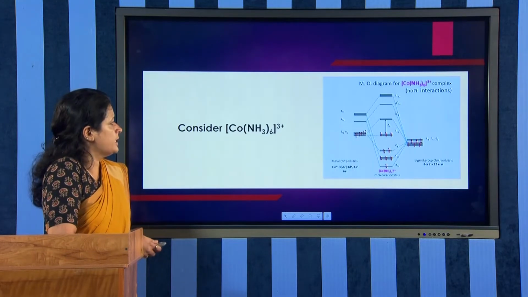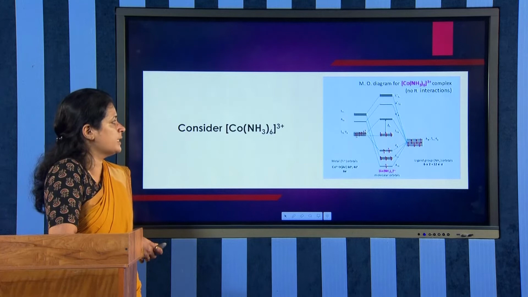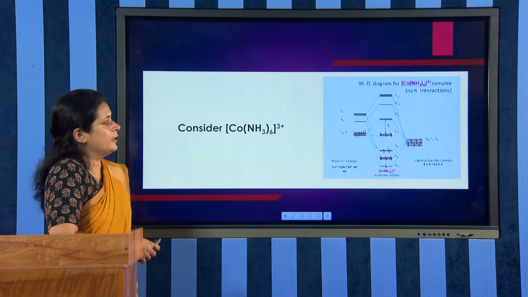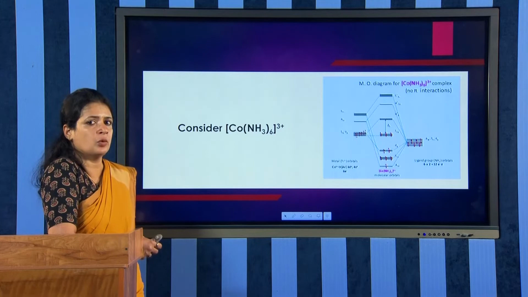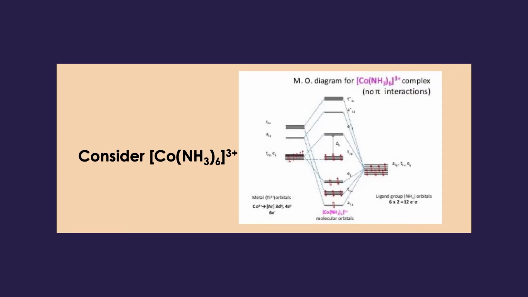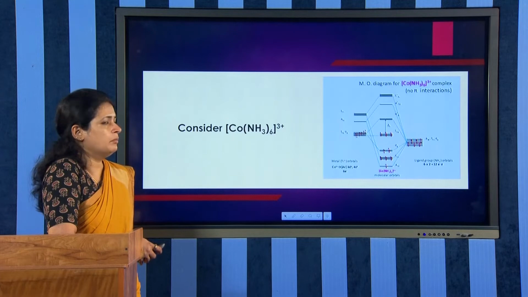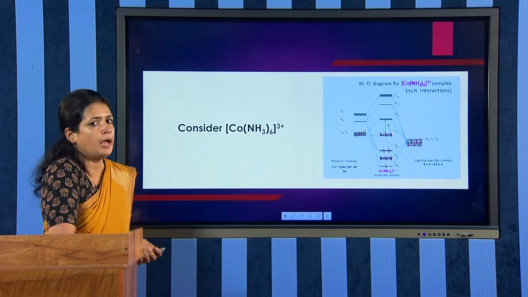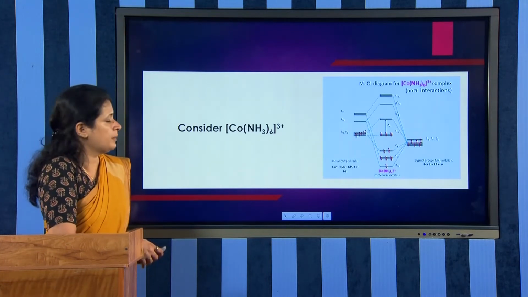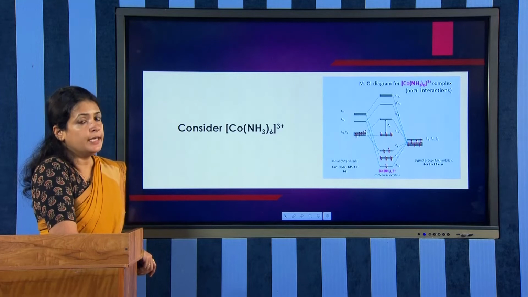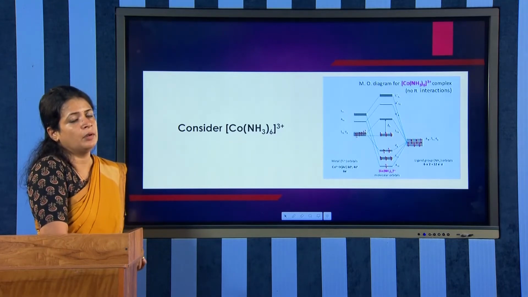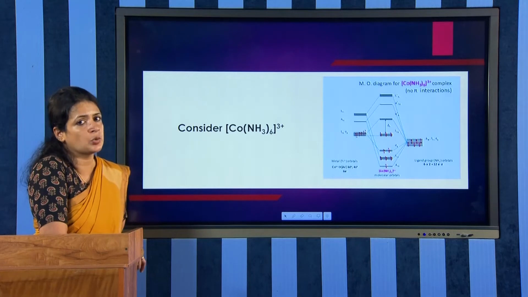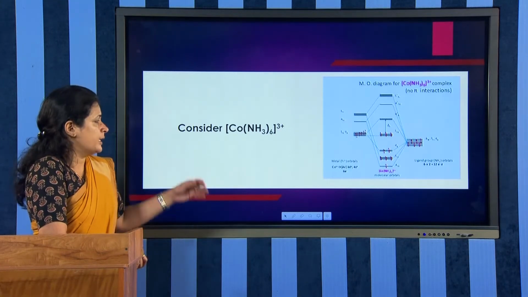We can consider the complex [Co(NH3)6]3+. This complex has a central metal atom cobalt with ammonia ligands. How many ammonia ligands are there? We have 6 ammonia ligands. While calculating the oxidation state of the central metal atom cobalt, it is Co3+, because ammonia has 0 charge. So, Co3+ has a d6 configuration, that is 3d6, 6 electrons in the d orbitals, with the central metal atom.